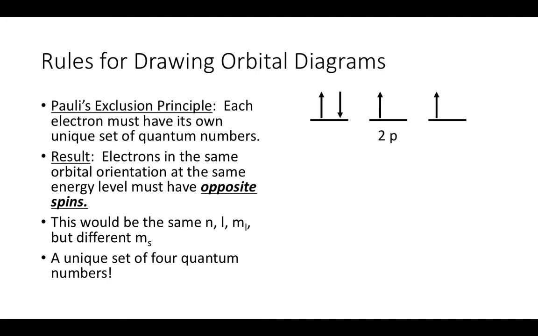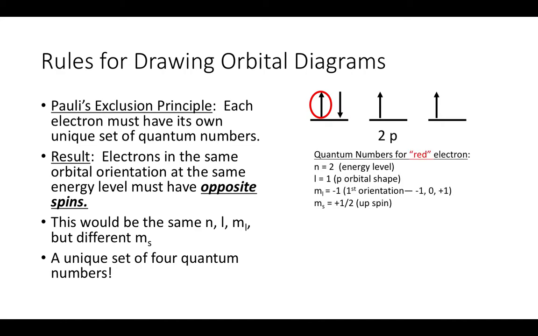Here's our 2p orbital again, 3 orientations. If we look at this red circled electron, we can assign quantum numbers to this electron. So the quantum numbers for this red electron: it has an n of 2 because it's the second energy level. We know that because it's a 2p. The L, the shape of the orbital, is p. And when you're a p orbital, your L is always assigned a value of 1.